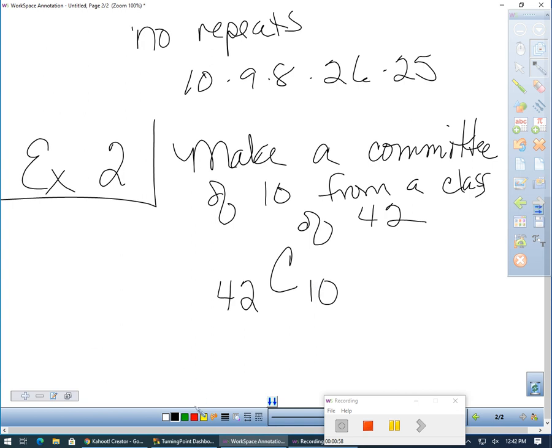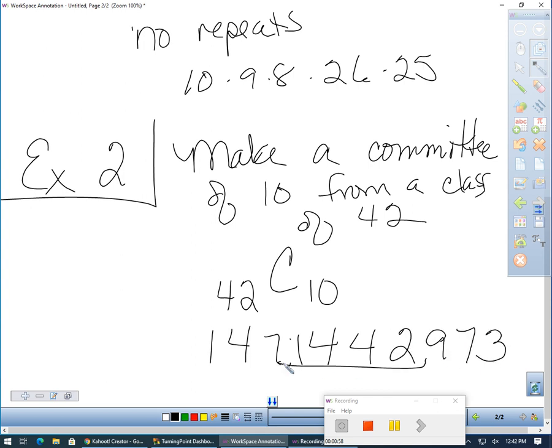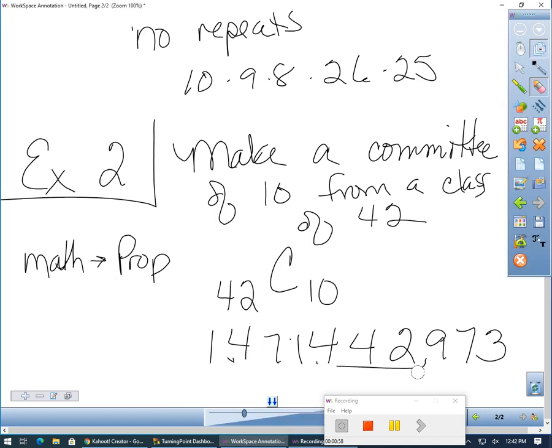And of course, if you plug it into your calculator, 147,144,297. Tyler asks, how do you get that big C? If you go into math, go over to probability. Oh yeah, I remember you told that. I'm being kind of sloppy here. There we go. Okay? You're going to have a few of those today.